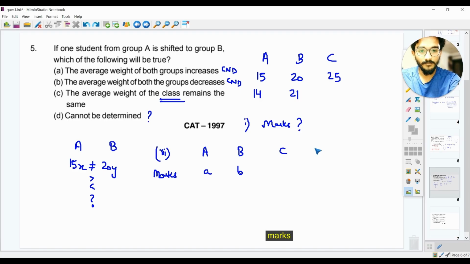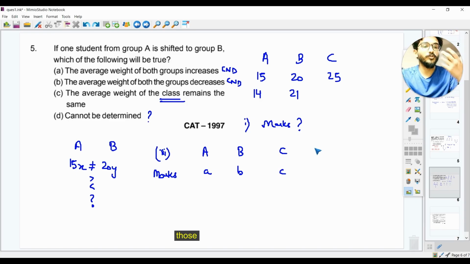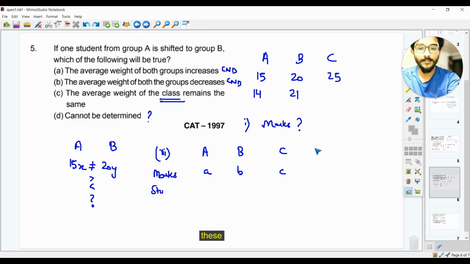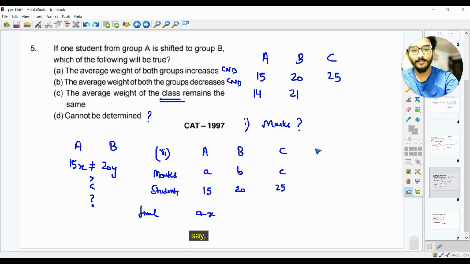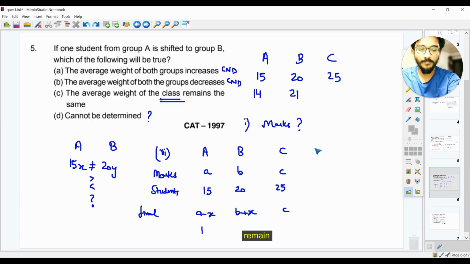Let's say these are the marks of those students in sections A, B, and C respectively, and these are the strengths, the number of students in those sections. Now, if I shift a person from A to B, the marks of A will reduce by some amount, let's say X, and it is being added to section B. C will remain the same. Students are 14, 21 and 25.